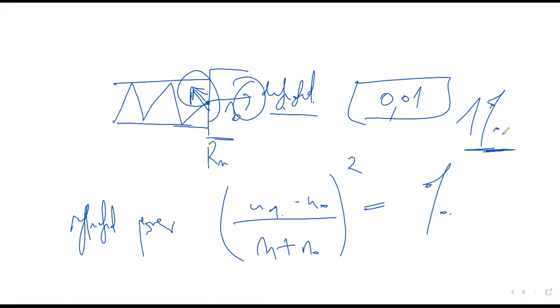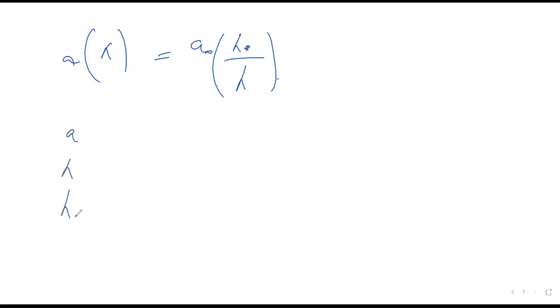All right, we have Rayleigh scattering. It can be calculated using A(lambda) equals A0 times lambda 0 over lambda. What is A? What is lambda? What is lambda 0?